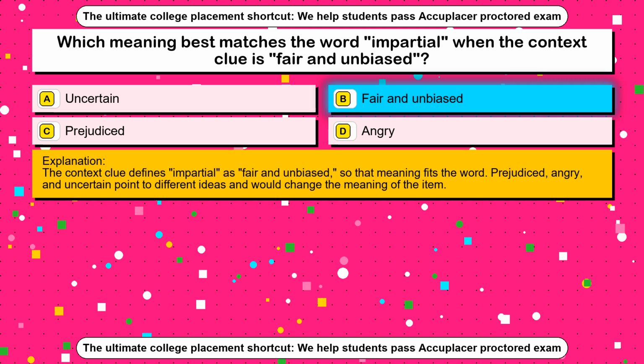The context clue defines impartial as fair and unbiased, so that meaning fits the word. Prejudiced, angry, and uncertain point to different ideas and would change the meaning of the item.